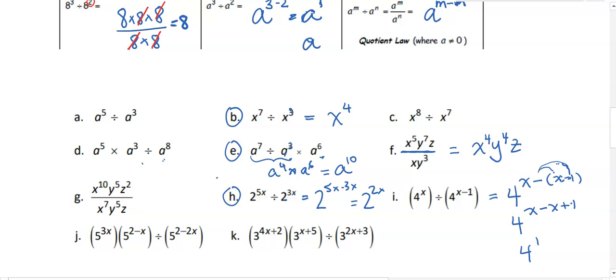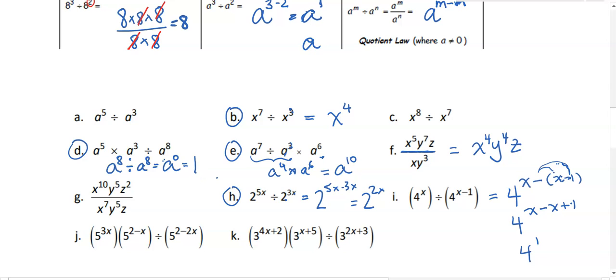All right. If I looked at D, I would get a to the power of 8 divided by a to the power of 8, which gives me a to the power of 8 minus 8 is 0. So what we're going to learn now is, what does that 0 exponent mean? What does a to the power of 0 mean? And I'm going to teach you that a to the power of 0 is 1.